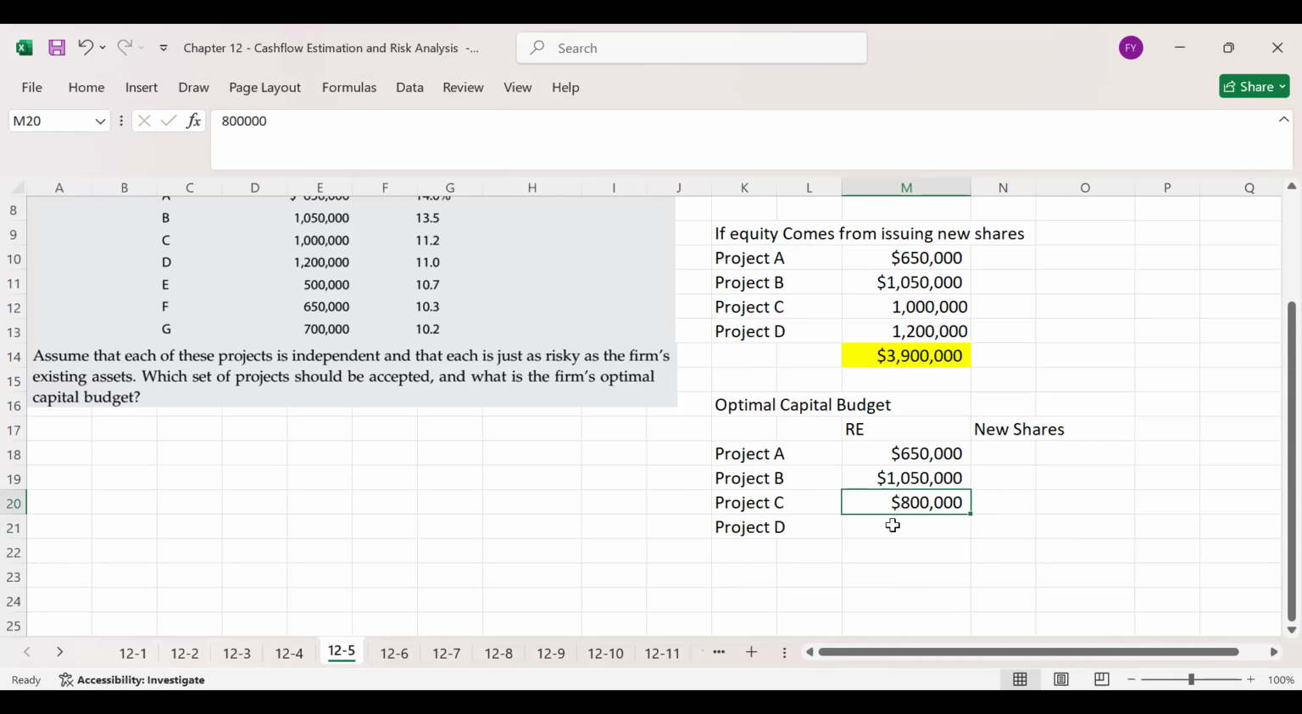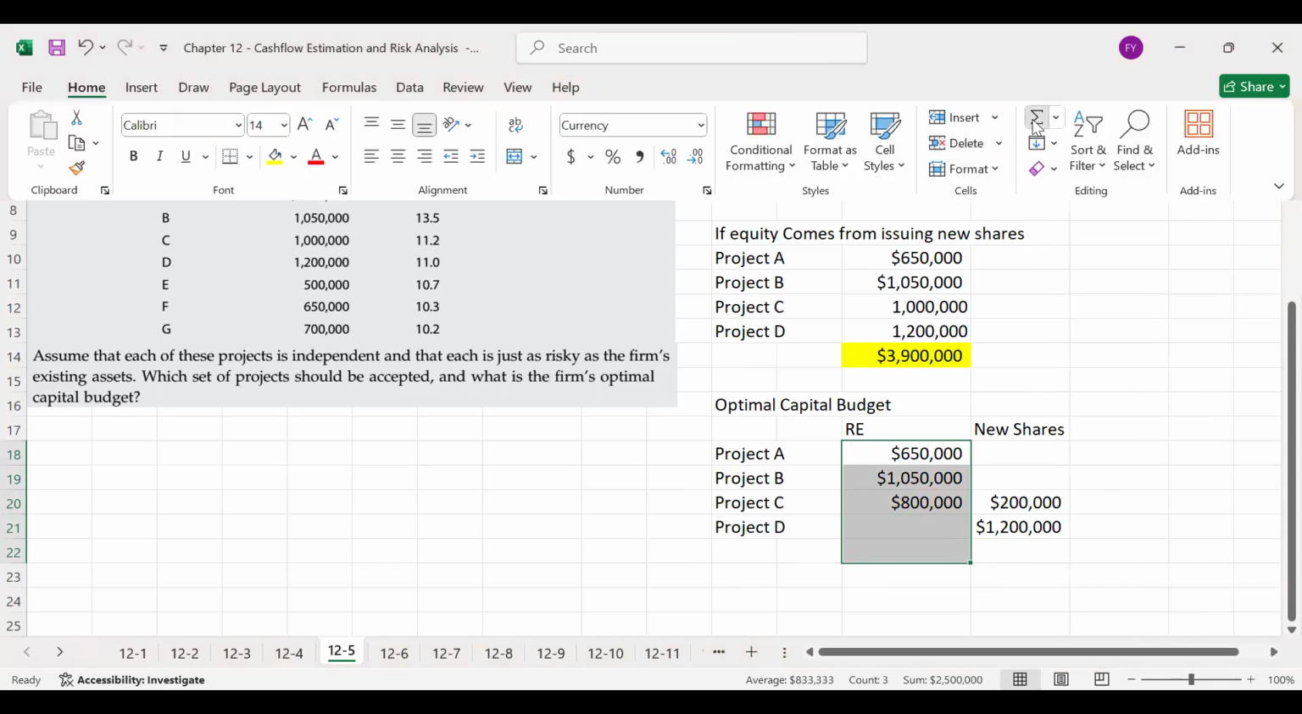So the company should utilize its internal funds first because of the lower cost of funding. So the remaining amount is $200,000, which the company can get from issuing new shares. And then the remaining project D, whose total investment is 1.2 million. So here you can see we have the optimal capital budget.